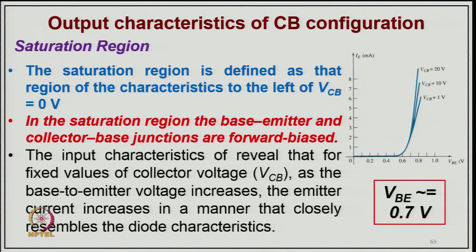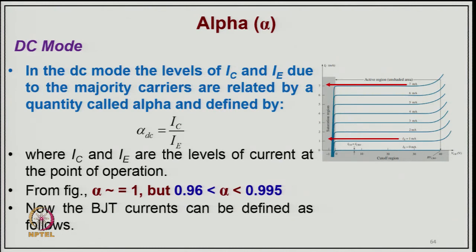And the third region of the output characteristic is the saturation region, where VBE will be saturated at only about 0.7 volt. Saturation is defined as that region where the characteristic to the left of VCB is almost 0 or very small. So, in the saturation region the base-emitter and collector-base junctions are both forward biased. The input characteristic reveals that for a fixed value of collector voltage, as the base-to-emitter voltage increases, the emitter current increases in a manner that closely resembles the diode characteristic.